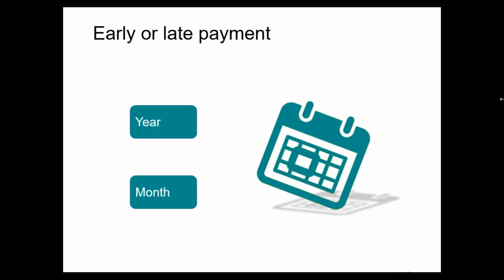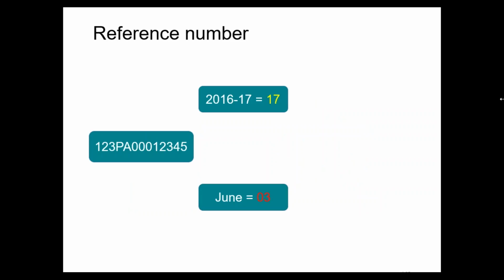You do this by adding sub-numbers at the end of your Accounts Office reference number. So, for example, if this is your Accounts Office reference number and you make a late payment for the tax month 6th of June to the 5th of July 2016, you need to add the year and the month sub-number. So 17 would be for the tax year 2016-17 and 03 for the tax month from the 6th of June to the 5th of July, which is the third month of the tax year.